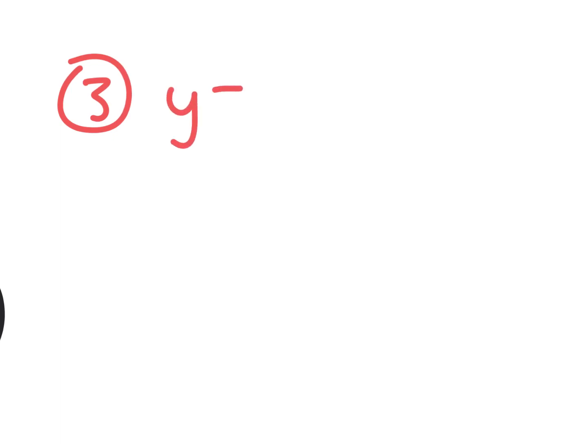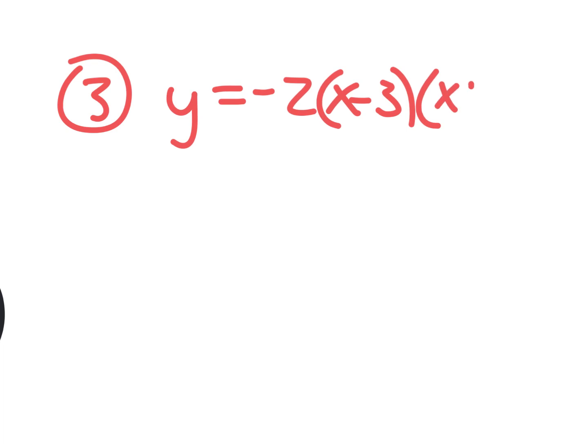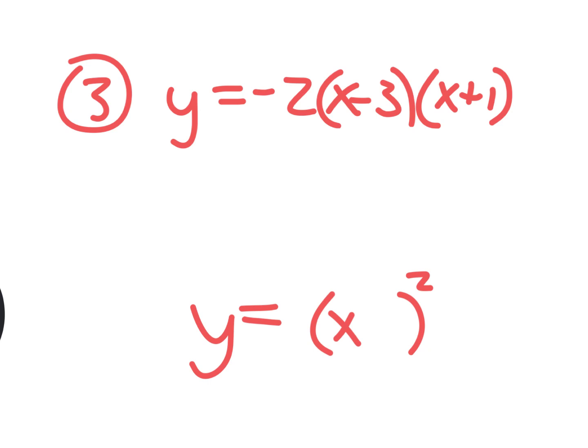And here's the equation. y equals -2, parentheses, x minus 3, parentheses, x plus 1. They want the equation in vertex form. Well, you can't just go, boom, I got the vertex form. Nobody can do that. But I can tell you that the vertex goes here and here. So that's what vertex form kind of looks like.